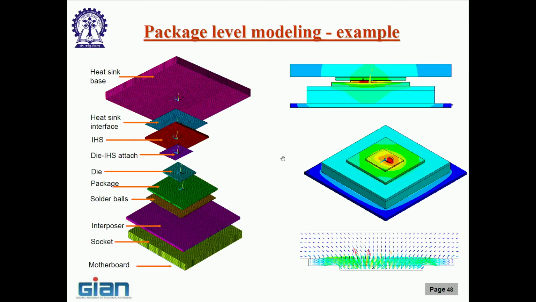So this is an example of a package level model where there is no flow modeling, only conduction. So see, I have a motherboard, I have a socket, I have an interposer, solder balls, all this stuff. Now solder balls, am I going to model each of the solder balls? You can, but if I am trying to get primarily information at the die level temperature, what I will do is I will just model it as a certain layer of certain thickness and assign it an equivalent thermal property, in this case thermal conductivity.